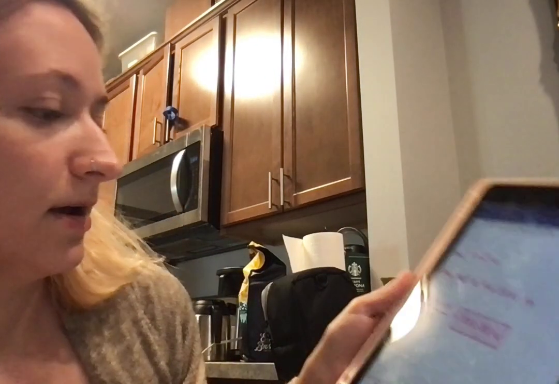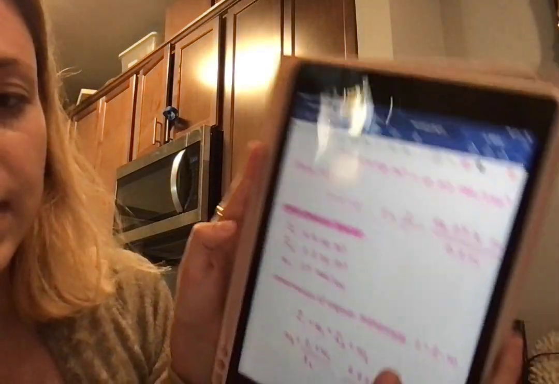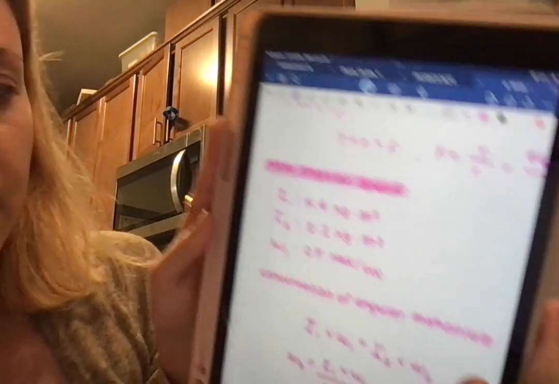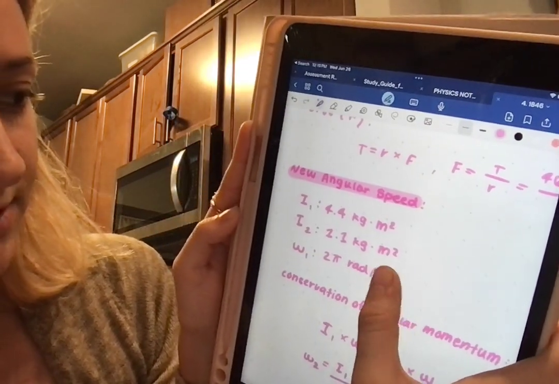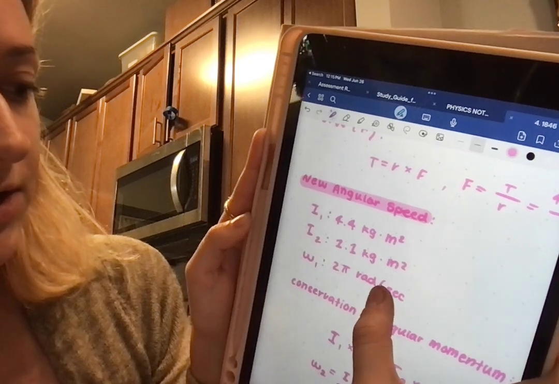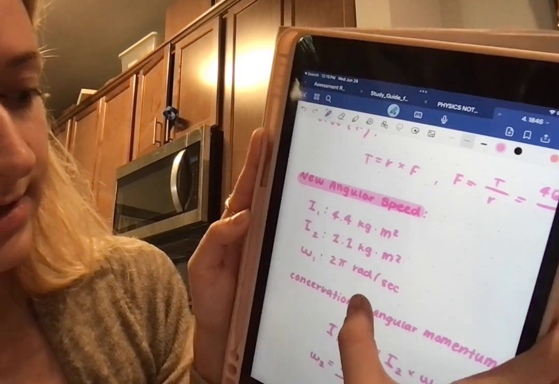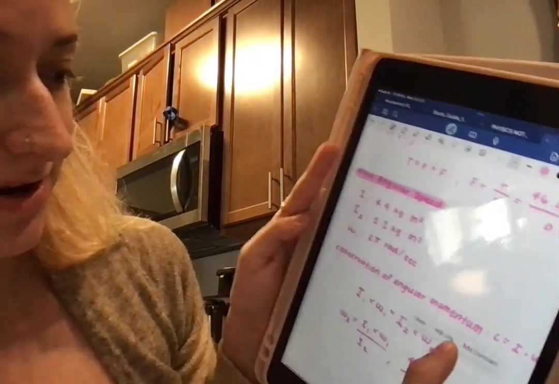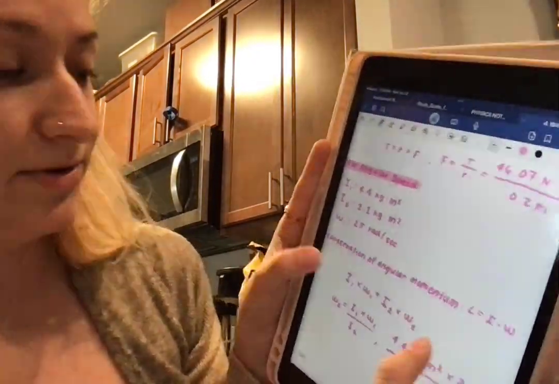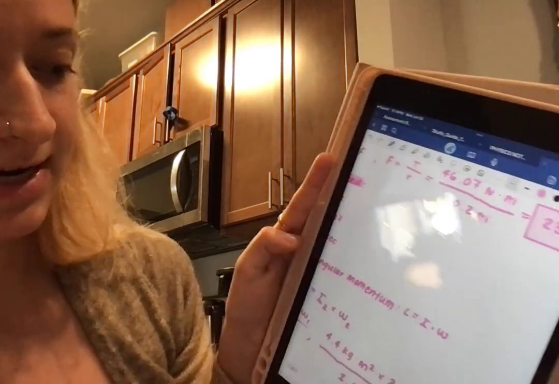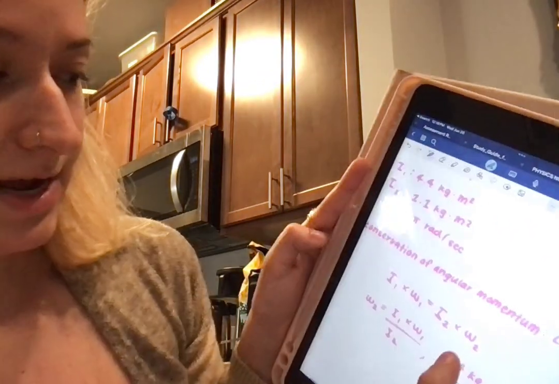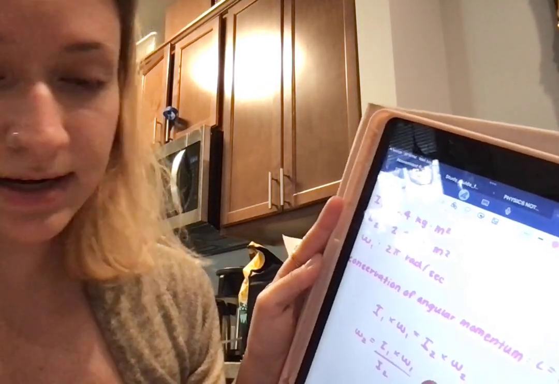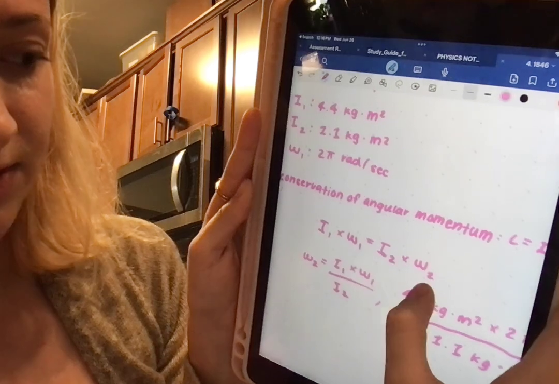And then for the second question, to find the new angular speed, I had these variables I wrote down. So I1 is 4.4, I2 is 1.1, and then W1 is the same, 2 pi rad per second. And then to find the conservation, I use the conservation of angular momentum, which is L equals I times W. And then we could use this formula to find the missing value W2.